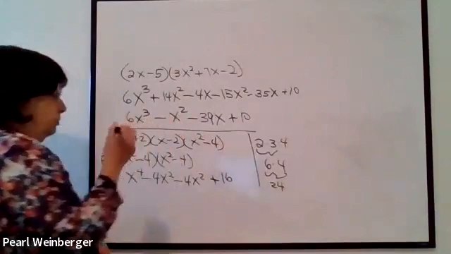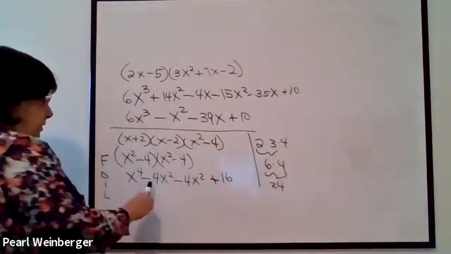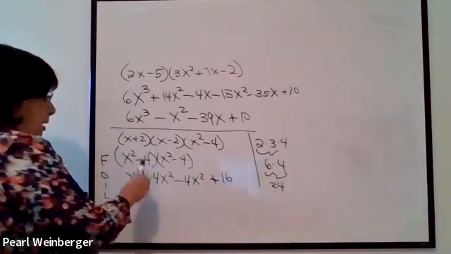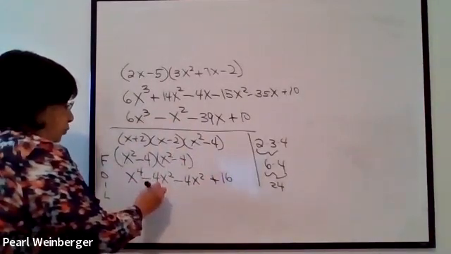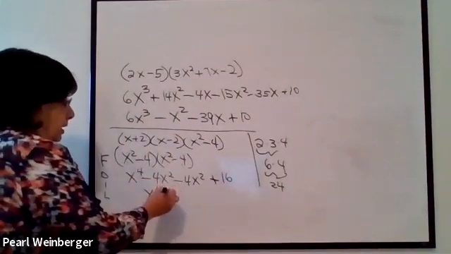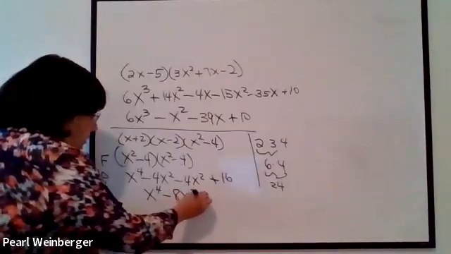Be very careful with your signs. And again, my middle terms are like terms. Now, these do not cancel out because they're both negative. So my final answer comes out to be x to the fourth, negative 4 and negative 4 is negative 8x squared, plus 16.